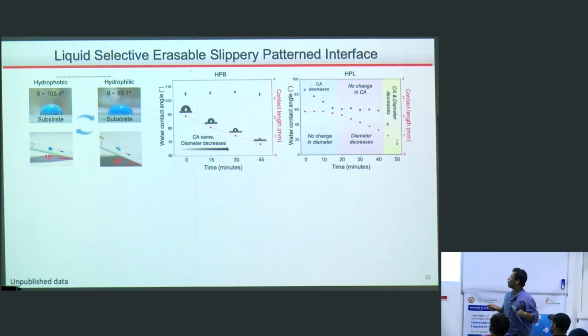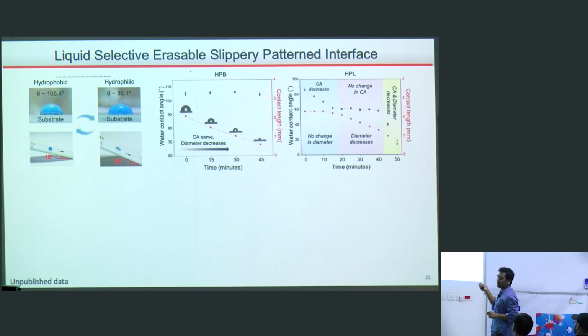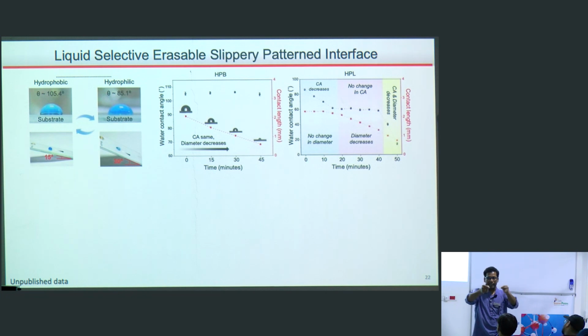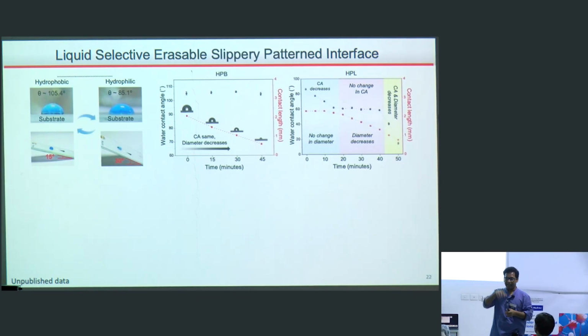Now, once you have that, what we recently realized is, if you have a hydrophobic slippery property and you put a water droplet, the contact angle remains the same, but the contact length, meaning the end-to-end distance, is getting reduced and reduced and reduced. That is not what you find on bare glass. On bare glass, if you put a water droplet, it remains in the same place. Only the contact angle changes. The contact area or contact length doesn't change.